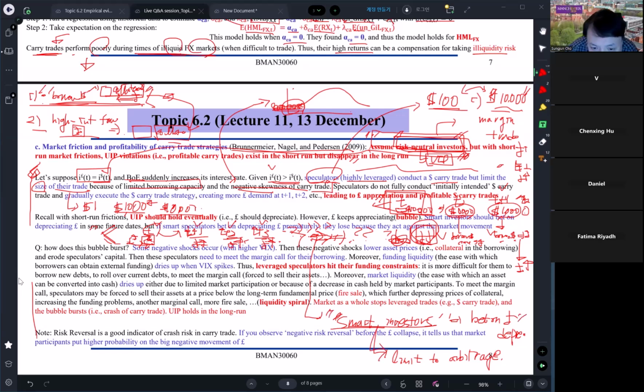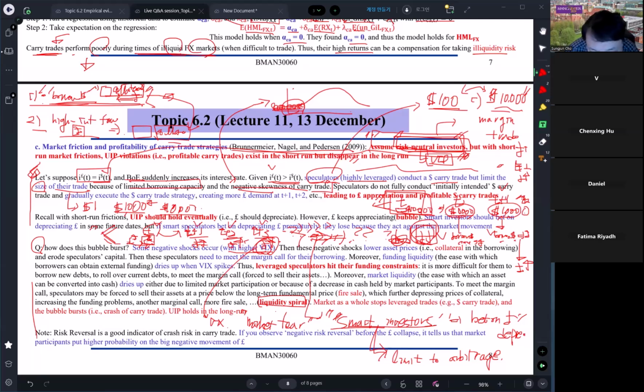The problem is, one day there should be a big negative movement in the pound. They explain that moment using the so-called liquidity spiral. Well, I think this is too much to explain here, so just please watch the video clip. When there's a big increase in VIX, VIX is the indicator of market fear. Some bad news happens in the market, then if sufficiently big negative news happens in the market, that will trigger something bad in the market.